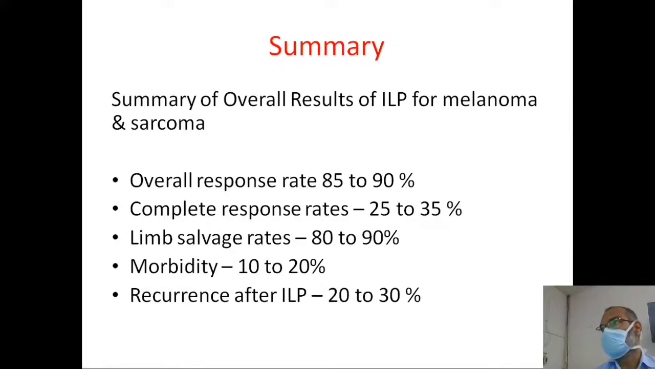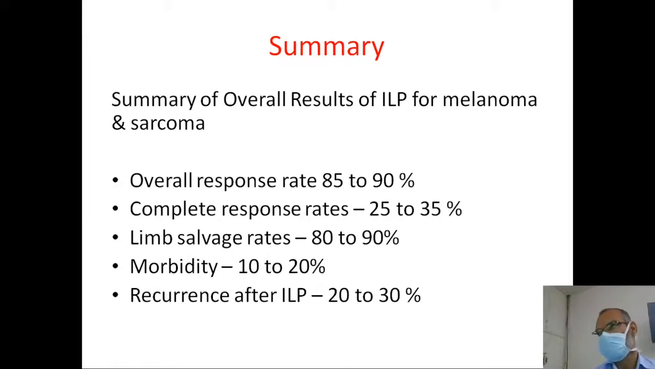But like every other procedure and technique, it has its own share of morbidity. You have to understand that there are two components to this. One is the localized perfusion of chemotherapy agents and the addition of hyperthermia. But the problem is that both of them have a very, very narrow therapeutic window. If you go towards hyperthermia more and more, you will end up with limb necrosis. If you push more and more agent, and if you have leakage into the systemic circulation, then you are done. So these are two of the most important reasons for toxicity.